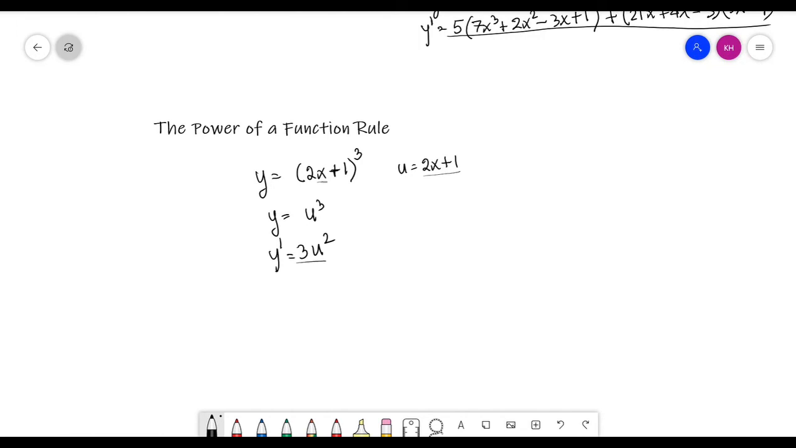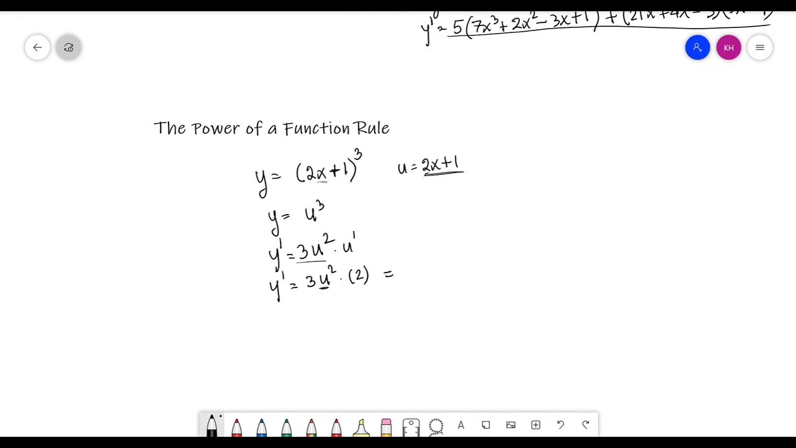So what do we have to do? We have to find the derivative of u again, which is I have to find the derivative of the inside function again. So this is going to be 3u squared times derivative of the inside would be just 2, and then the last step I can just replace the u with my original function.